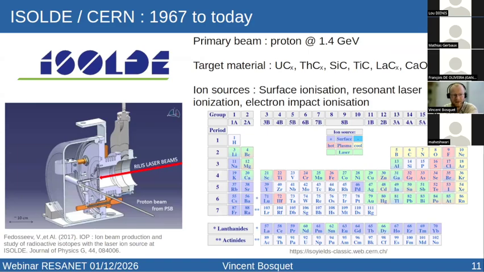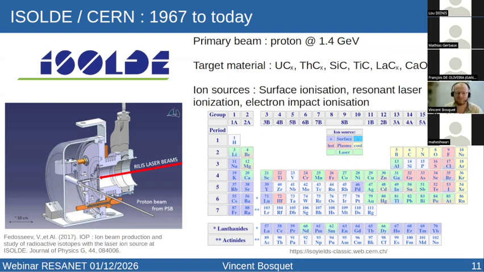And now I will show you the main player that started in 1967 and runs up to these days. So the ISOLDE facility is the main and historical facility in the world. They have a proton beam that has an energy of 1.4 giga electron volt, so very high energy.